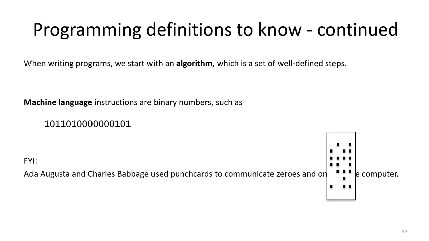A couple other terms. When writing programs, it's a best practice to start by writing an algorithm. You may have heard this term before. An algorithm is a set of well-defined steps, or a plan on how to write a program. We'll talk more about algorithms in our next video.